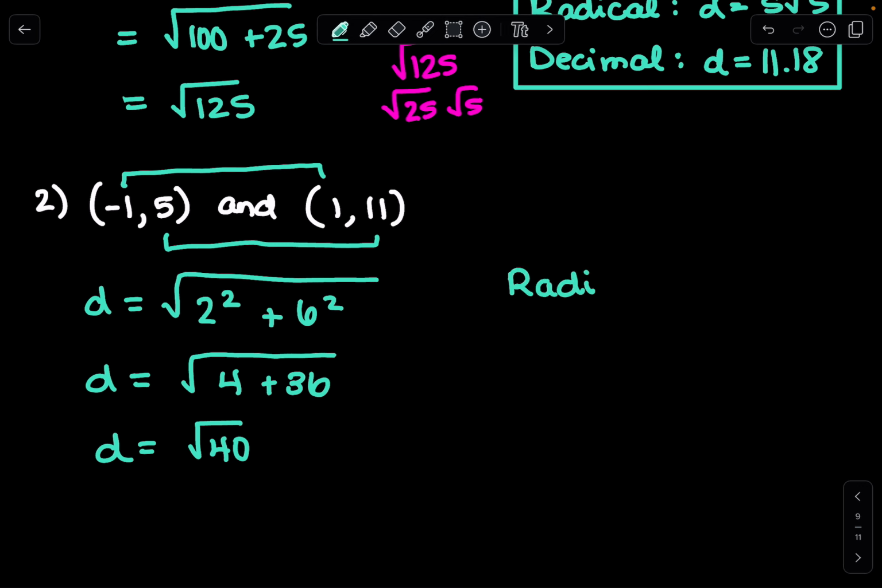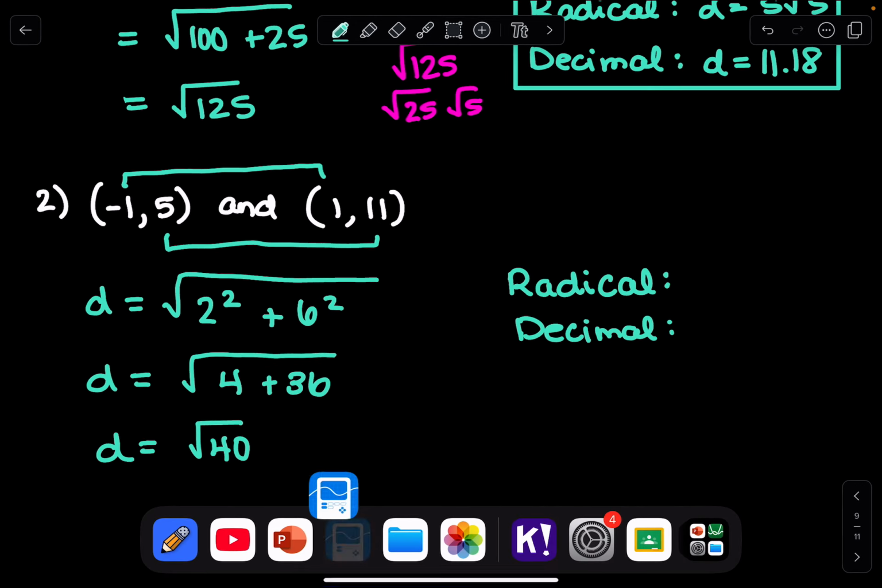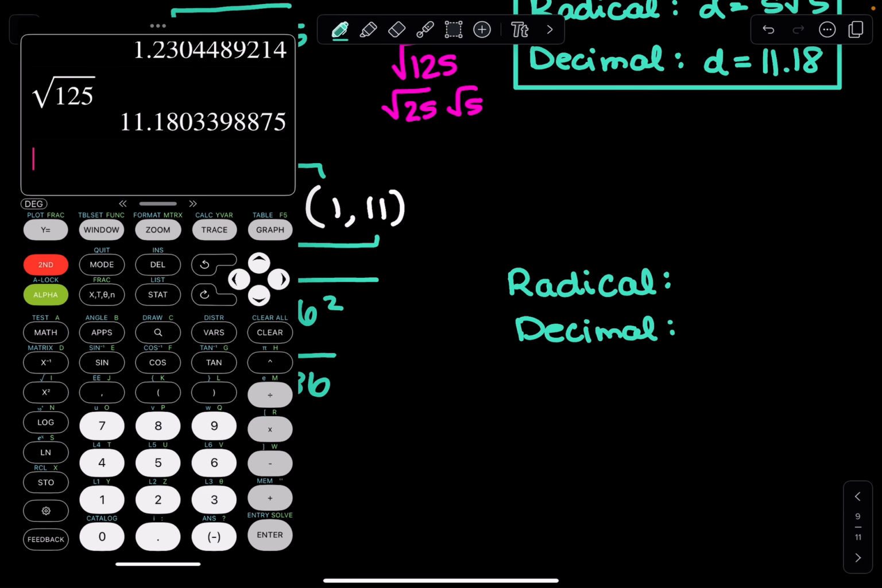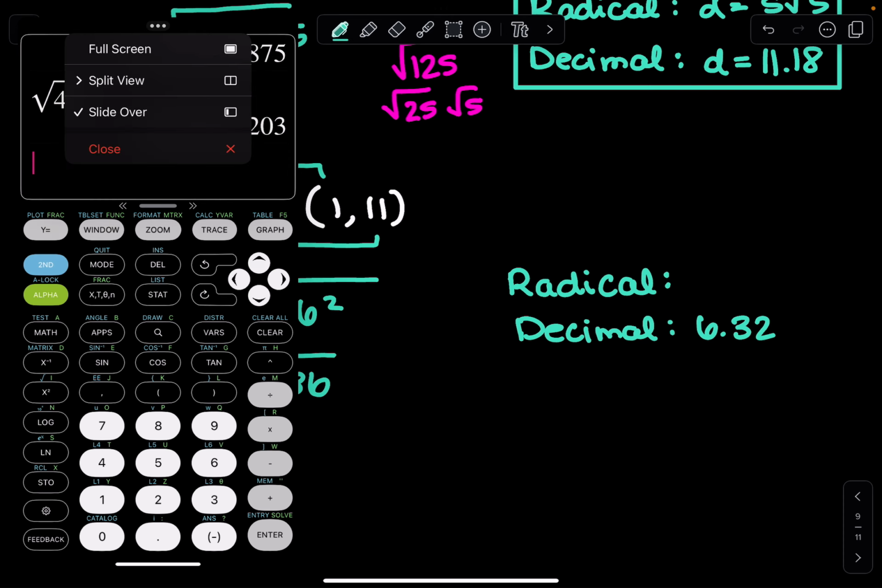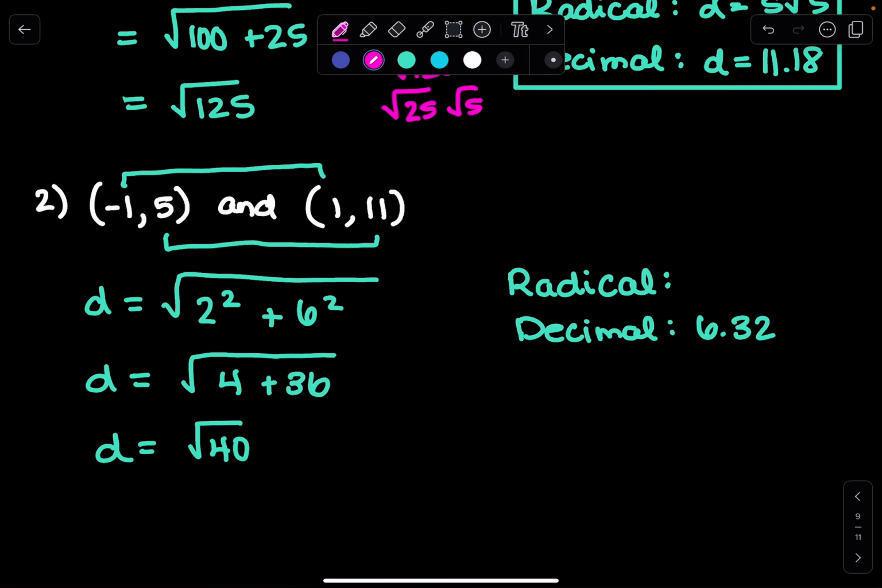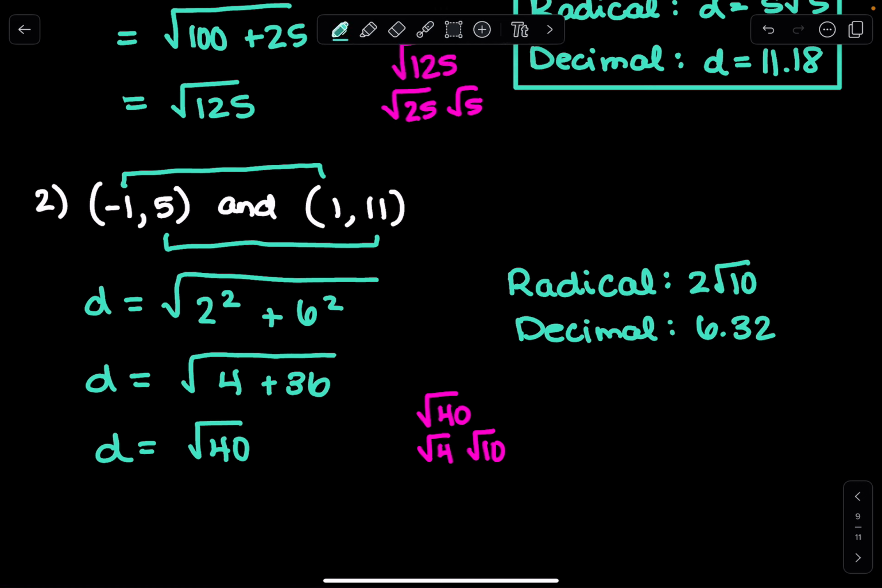Let's do the same thing we did before. I'm going to do a radical answer and a decimal answer. So square root of 40 first. Let's see what that is in the calculator. It's about 6.32. And for the radical version, let's break down 40. 40 is 4 times 10. So 2 root 10.